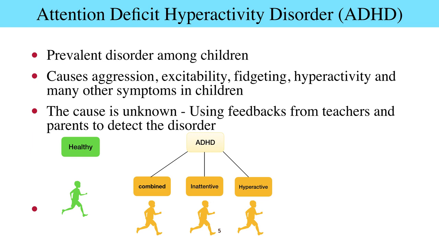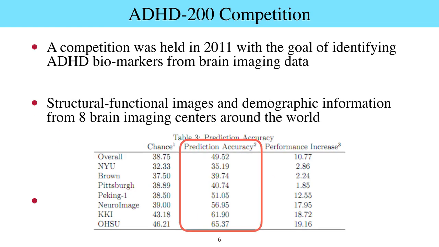In ADHD classification, we're dealing with two groups of children. The first group contains healthy children, and the second group contains children that are suffering from ADHD. So ADHD itself is divided into three subtypes, which are combined, inattentive, and hyperactive. And the goal of ADHD classification is to assign one of these four labels to a test child. So we can consider this problem as a multi-class classification since we have four classes in our problem.